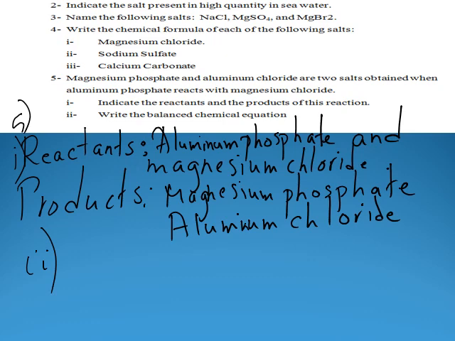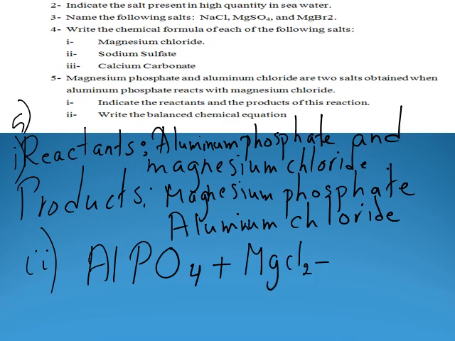We have aluminium phosphate, Al3+, PO4 3-, so it's AlPO4, plus magnesium chloride, Mg2+, Cl-, so it's MgCl2, gives magnesium phosphate, Mg2+, so Mg3(PO4)2, plus AlCl3.